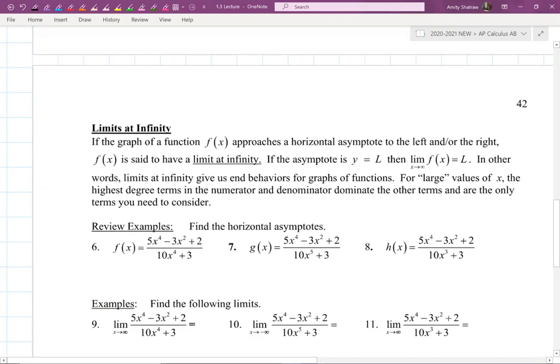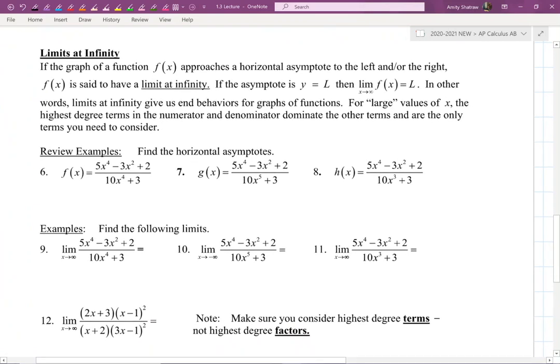Now, we've done some work with this in class, and you do have that cheat sheet that I gave you, but I do want to encourage you to try and not use it. And for those of you who aren't actually in my own class, if you're taking a look at this, it says limits at infinity. If the graph of a function f of x approaches a horizontal asymptote to the left and or the right, f of x is said to have a limit at infinity. If the asymptote is y equals some number, then the limit of the function as x approaches infinity is approaching that number. In other words, limits at infinity give us end behaviors for graphs of functions.